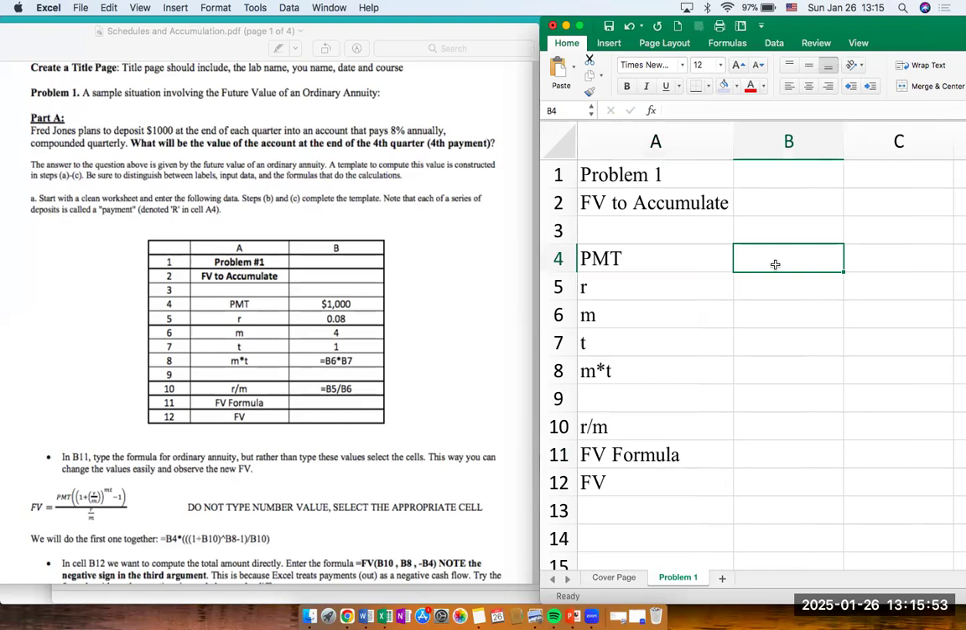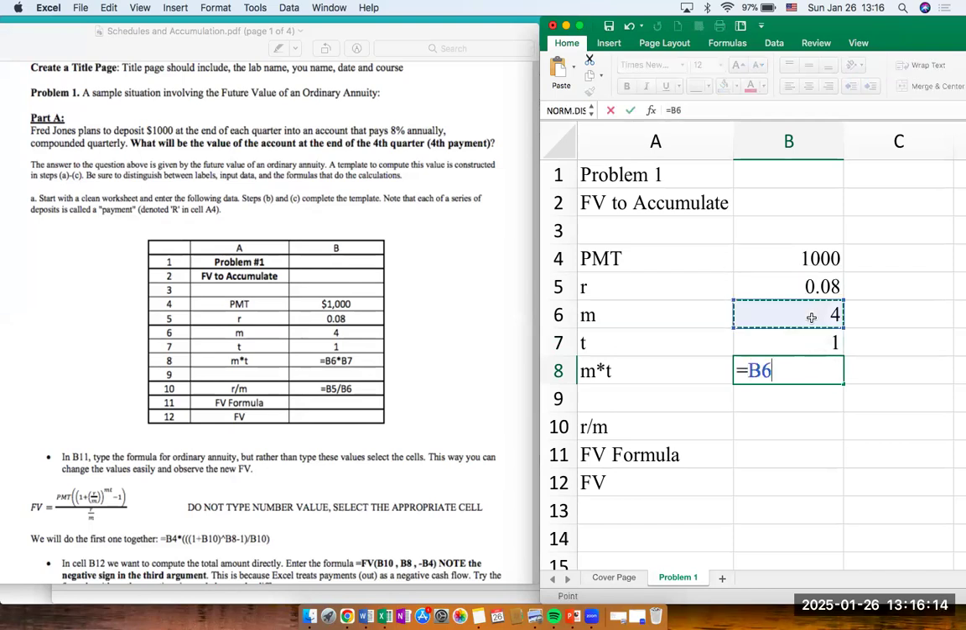All right, PMT, it says we have $1,000 that we are going to be depositing at the end of each quarter. We have an annual interest rate of 8%, so 0.08, compounded quarterly, and over 1 year, so over just through the 4 payments. So we have M times T, so we equal M times T here. And then R divided by M, so equals your R divided by your M here.